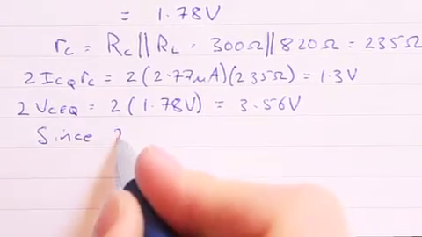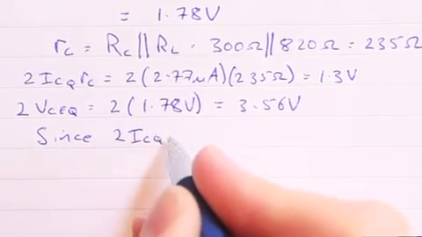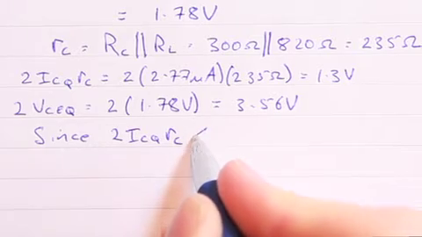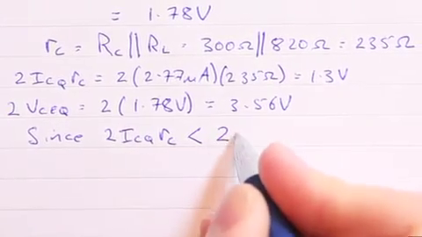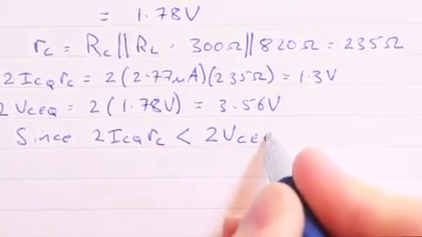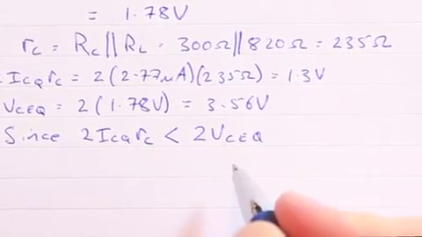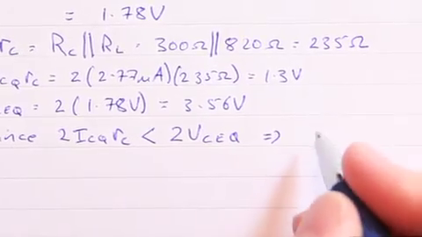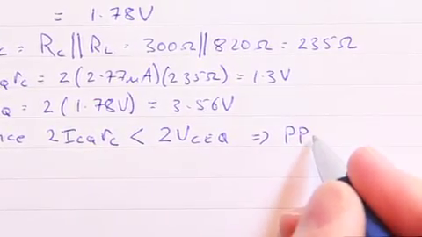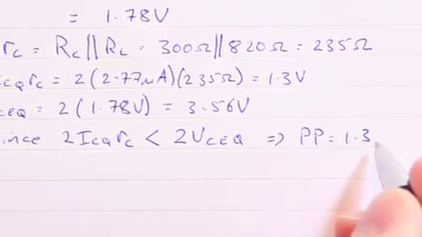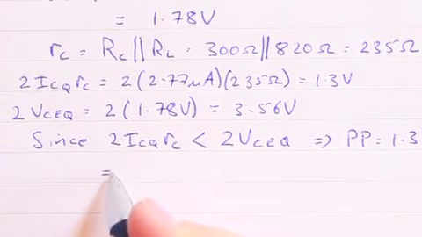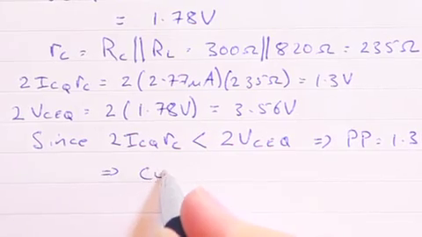Since the value calculated for twice the quiescent collector current times the AC resistance in the collector circuit, or 2 times ICQ times RC, equaling 1.3 volts, is less than the value calculated for twice the quiescent collector-emitter voltage, or twice VCEQ, equaling 3.56 volts, the circuit has an output compliance, or VPP, value of 1.3 volts and would most likely experience cut-off clipping.